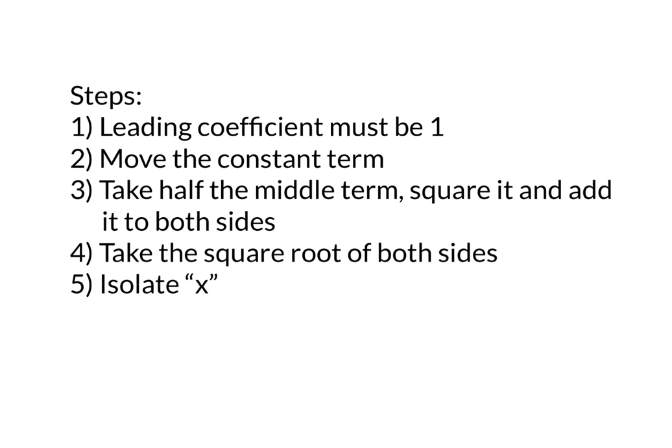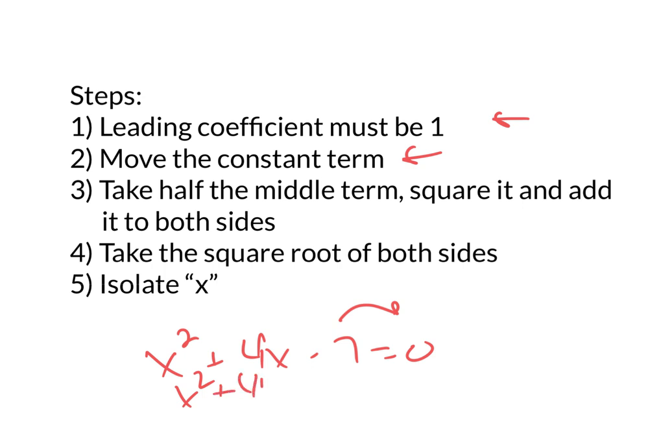But first of all, we can only do this if the leading coefficient is 1, meaning our x squared term has a 1 in front. So like, let me do a couple things here. Let's say we got x squared plus 4x minus 7 is 0. Then it says move the constant term. The constant term is the 7. So the constant term needs to move to the other side, like that. Then it says take half the middle term. Half the middle term is 4, so half of it would be 2. Square it, which would be 4, and add it to both sides. So you're going to add 4 to both sides.